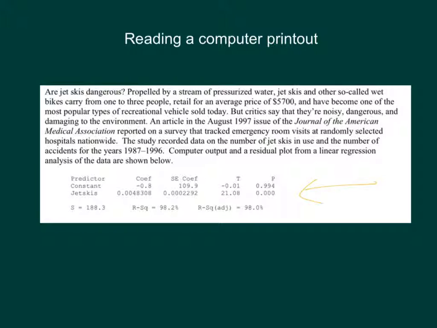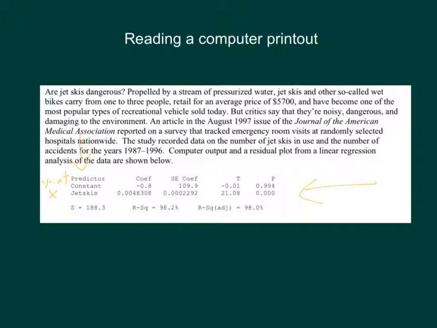So basically what you really just need to know is how do you take this data, what parts do you see here, just identifying them and using that to write the equation of the least squares regression line. So first of all, let's look down this column right here. Notice it says predictor. The two things under predictor are constant and jet skis. So the jet skis is the variable x, and the constant is the y-intercept.